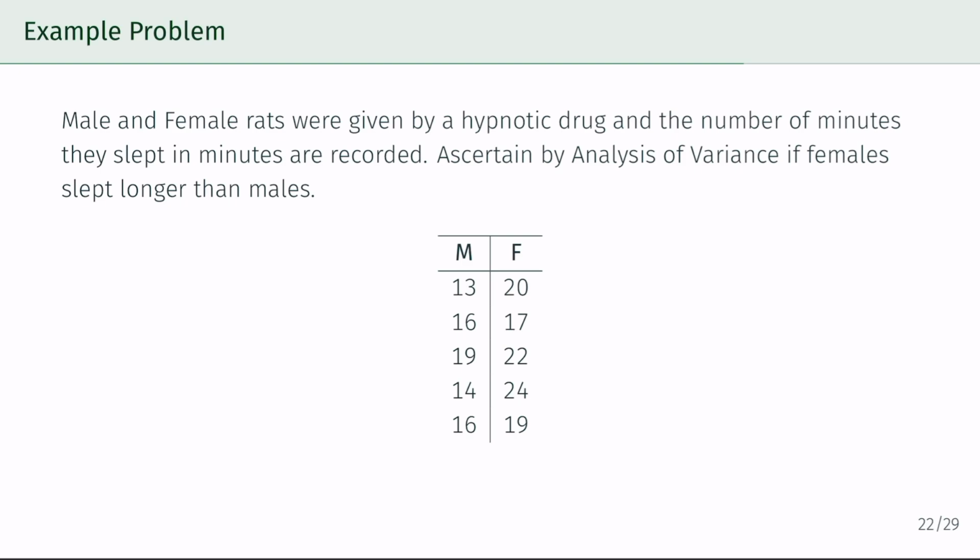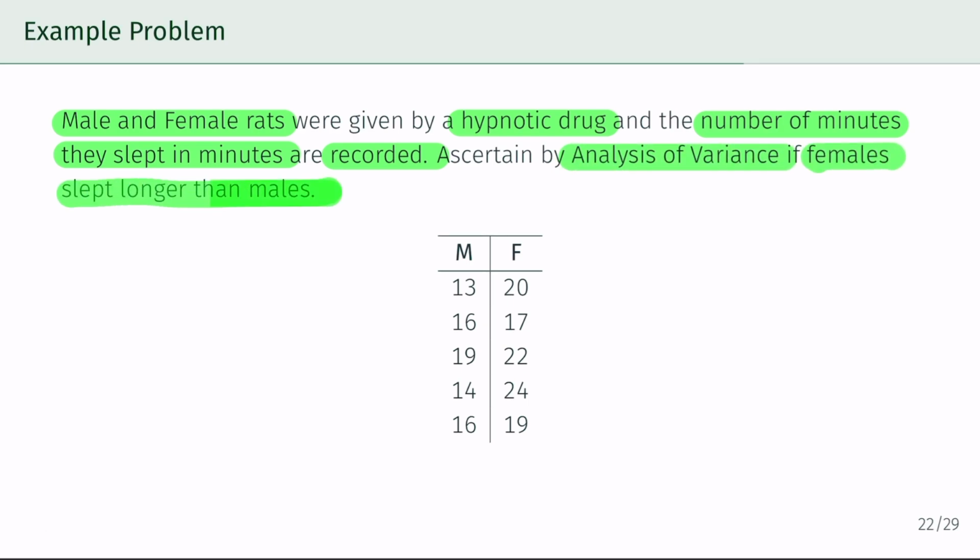So here is what is given. Male and female rats were given a hypnotic drug, and the number of minutes they slept is recorded. Ascertain by ANOVA if females slept longer than males. First things first, we have the data. The first thing to write down is the hypothesis. So let's start with the hypothesis. What is the hypothesis given here? We have H naught and we have HA.